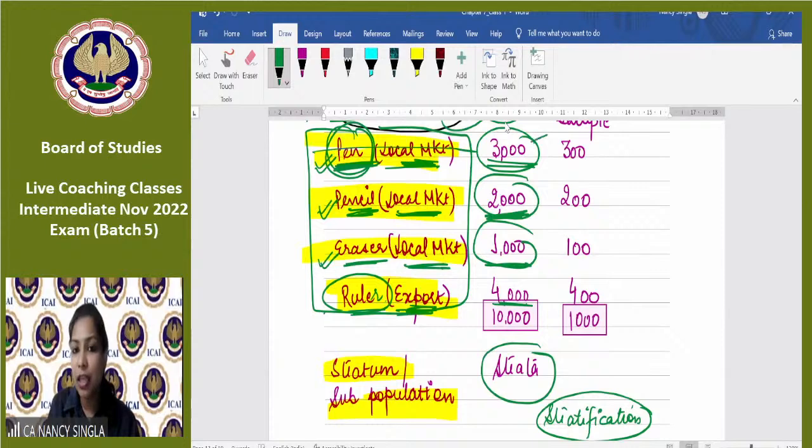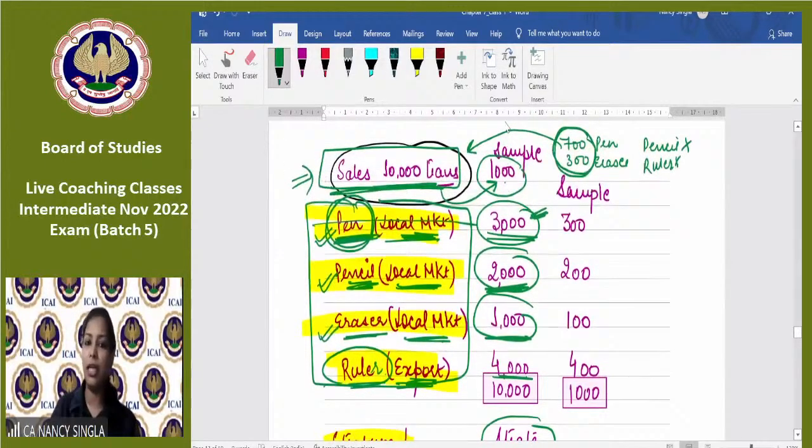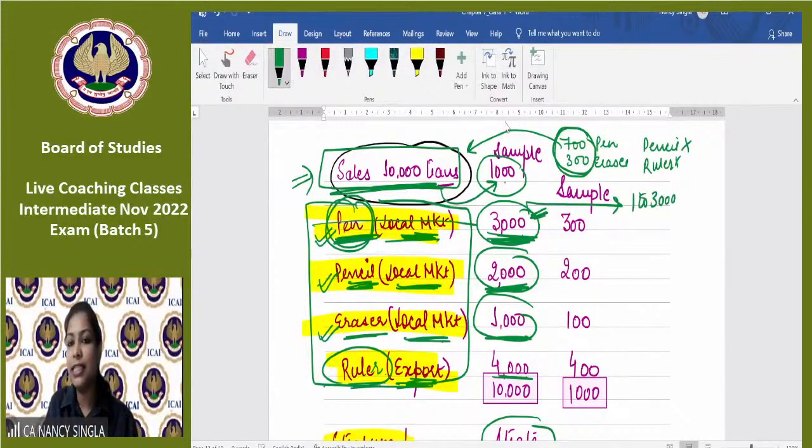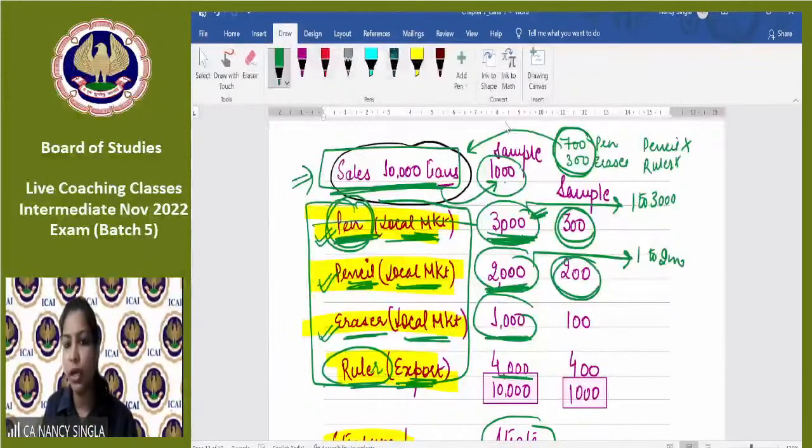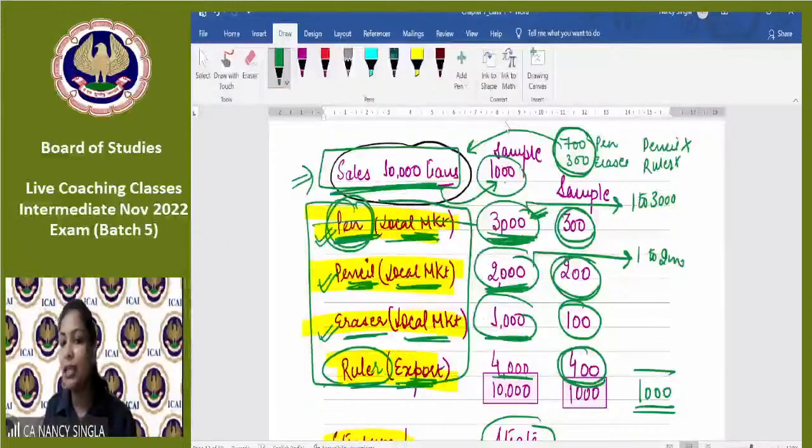Strata. The invoices in each subpopulation are called what? Strata. Okay, now how will stratification be done? Now I will ask the system that out of these 1 to 3,000 invoices, give me a sample of 300. Let's say from the invoices 1 to 2,000, give me a sample of 200. Here give me a sample of 100 and here give me a sample of 400. And then I'll obtain the same sample.